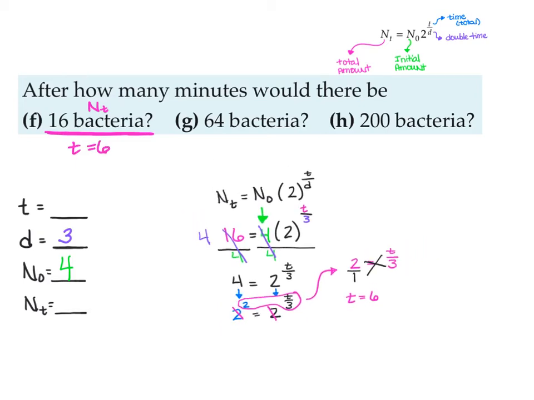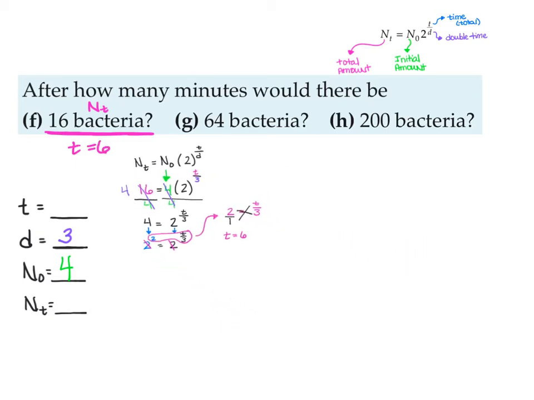All right, so I'm going to do another example. I'm going to move this one out of the way to have more room, and we'll do G for 64 bacteria, setting it up the exact same way. So plugging everything into our formula, our total is going to be 64 this time. So we have 64 equals the initial amount of 4, open parentheses 2. We don't know the T value over D, which was 3.